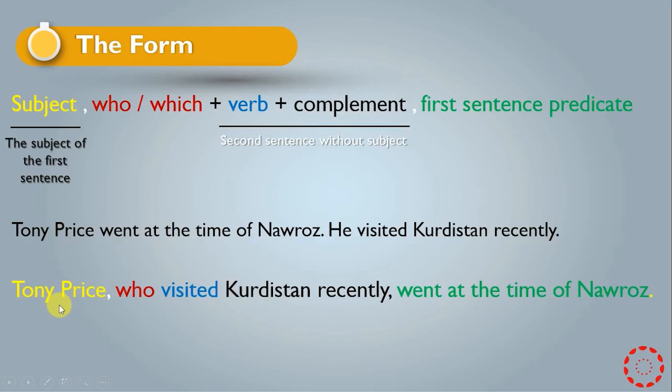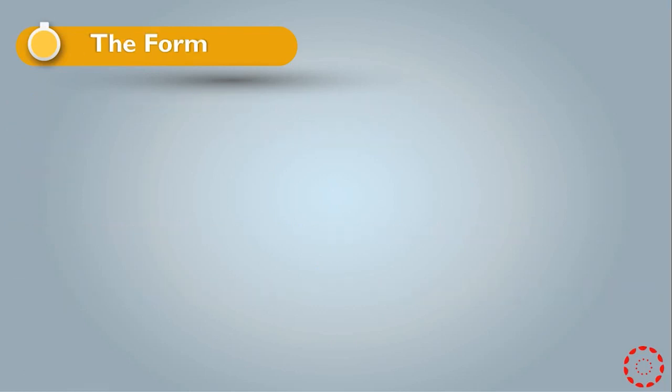Tony Price, the subject of the first sentence, because it's a person, we use "who." "Visited Kurdistan recently" is the verb and complement of the second sentence without the subject. Okay, without the subject, and also we have another comma here. And "went at the time of Nowruz" is the rest of the first sentence.